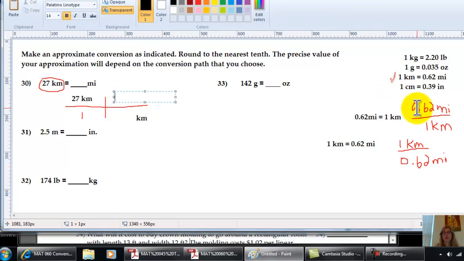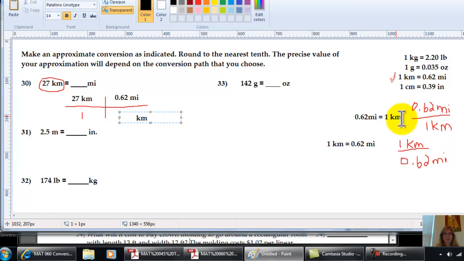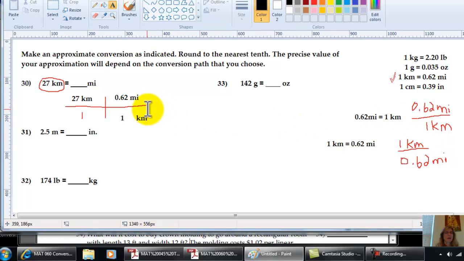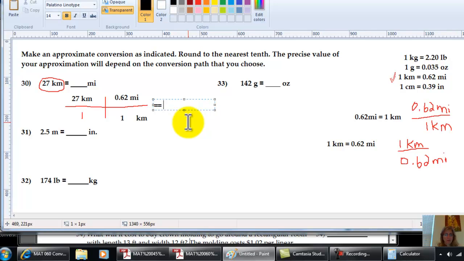Here we're going to put, just like it says here, 0.62 mile, and it goes over, just like it is here, 1 kilometer. And what that does is now we multiply 27 over 1 times 0.62 over 1. So it's really just a multiplication of 27 times 0.62. It equals 16.74. And what we have left is miles.